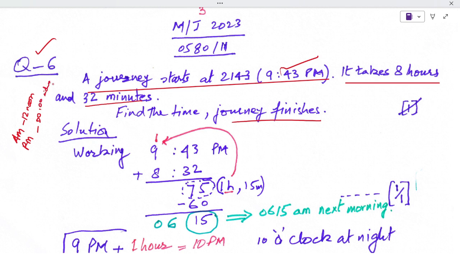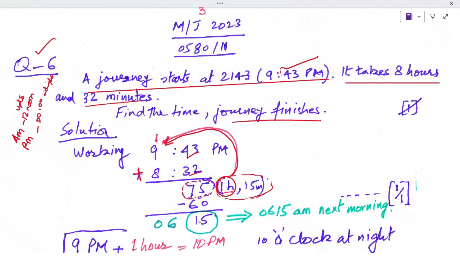When we have to add 8 hours and 32 minutes in 9:43 p.m., first of all, we are going to add the minutes only. When we add the 43 minutes and 32 minutes, they add up to 75 minutes in total. 75 minutes is 1 hour and 15 minutes. This 1 hour is going to be carried to the total hours, and 15 minutes are going to remain, which I have shown in green circle.